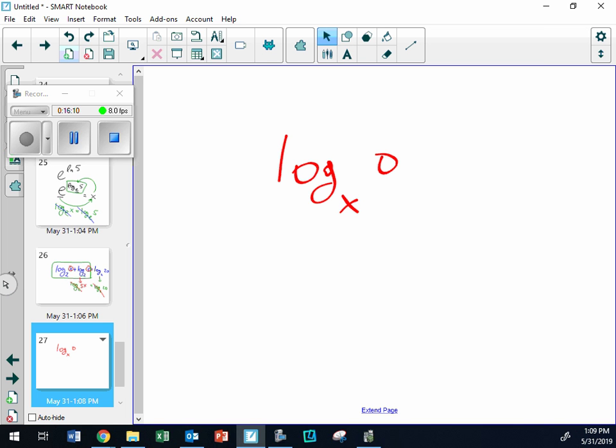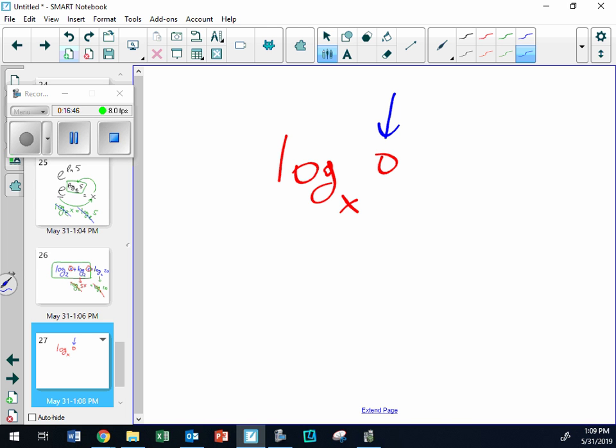Log base x of 0. Explain. I don't know. What do you mean it can't happen? So what's the answer? There's no solution. Can't do that. There's a reason. The argument can't be 0, and it can't be negative numbers either. The arguments in logs have to be numbers bigger than 0. They can be decimals even, but they can't be 0 and they can't be negatives.